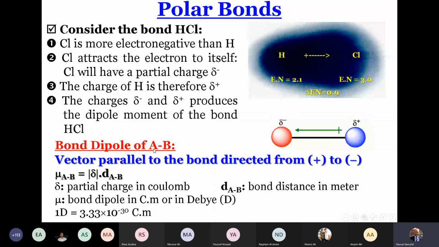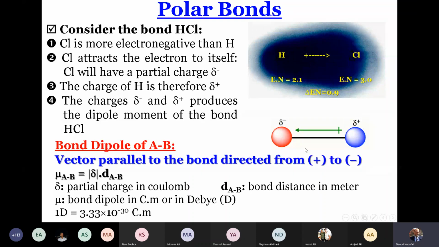The difference between the electronegativities of A and B will create the partial charges delta minus and delta plus. So we create the bond dipole, which is by definition a vector parallel to the bond, directed from the plus to the minus, and its intensity mu equals the absolute value of delta times the distance between A and B, the internuclear distance.